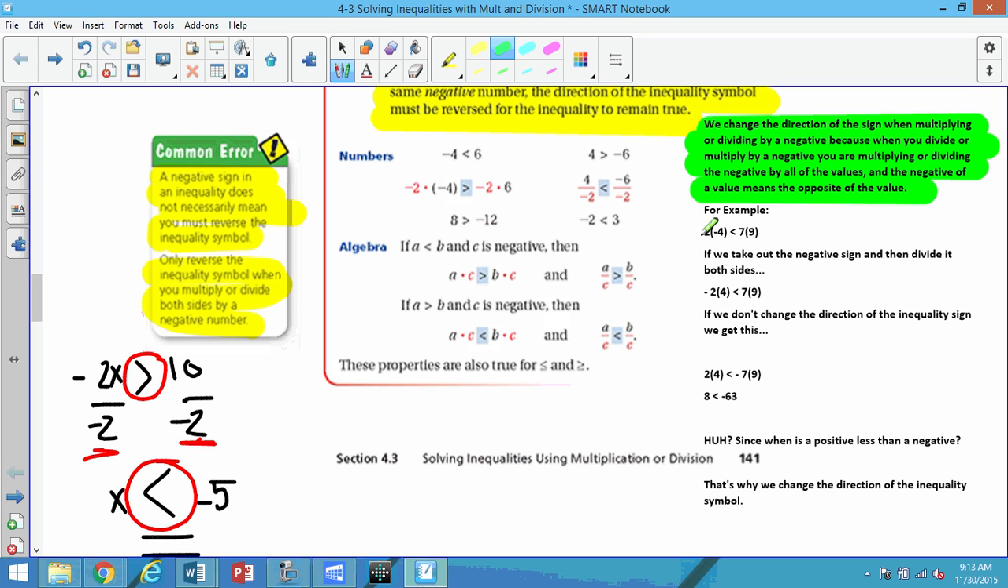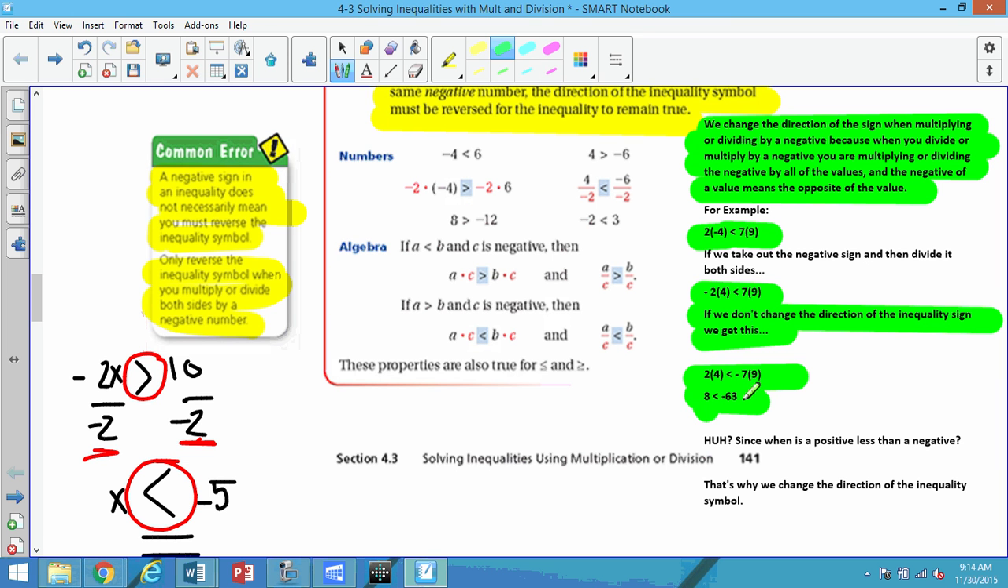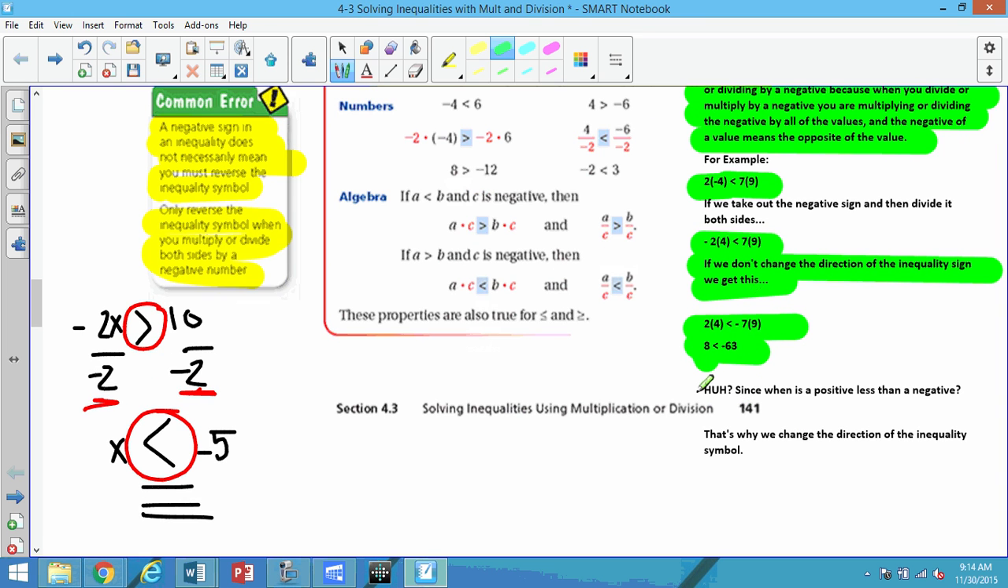For example, if I have 2 times -4 is less than 7 times 9. If you take out that negative sign and then divide, you end up with -2 times 4 and 7 times 9. If we don't change the direction of the inequality sign, you're going to end up with 8 being smaller than -63. That's not possible. That's not right. 8 is not smaller than -63. It's bigger than -63. So that's why you have to change the direction of your inequality symbol.